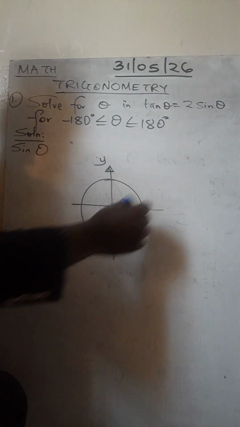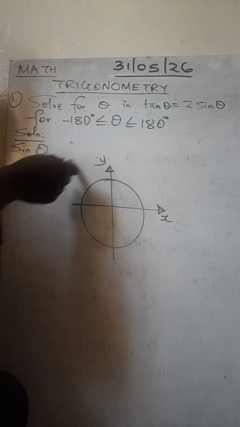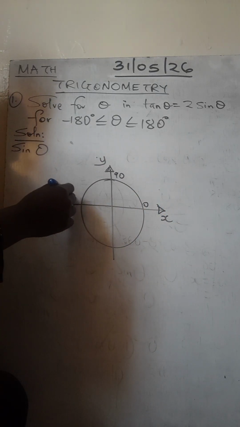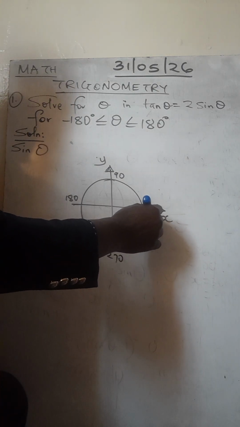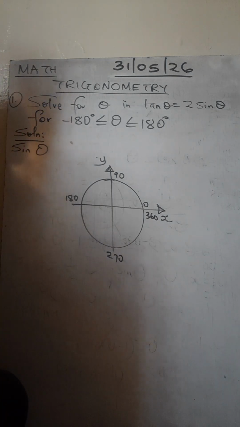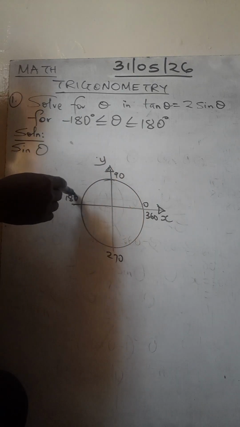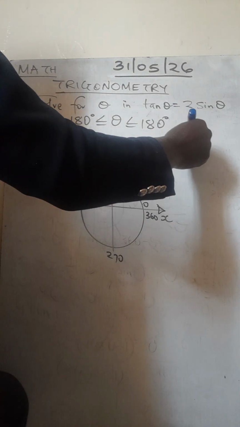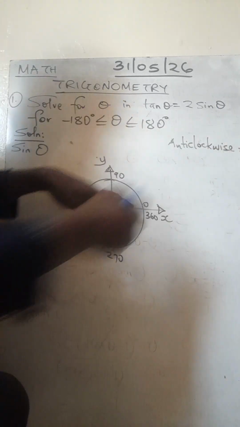This is the y-axis and this is the x-axis. When you measure angles in the anti-clockwise direction, this is 0, this is 90, this is 180, this is 270, and you go back to 0 where we have 360 again. But you can continue so that you have 360 plus 90 like that, but you can also go in the clockwise direction. That means a negative direction. Anti-clockwise is the positive direction, this way.